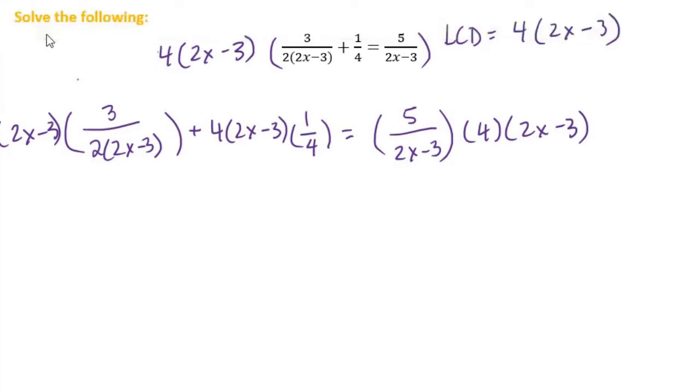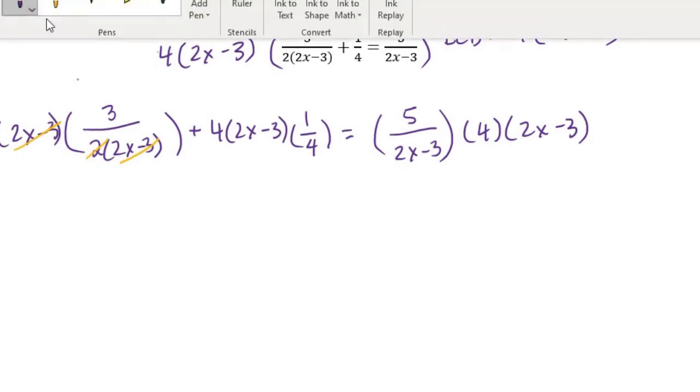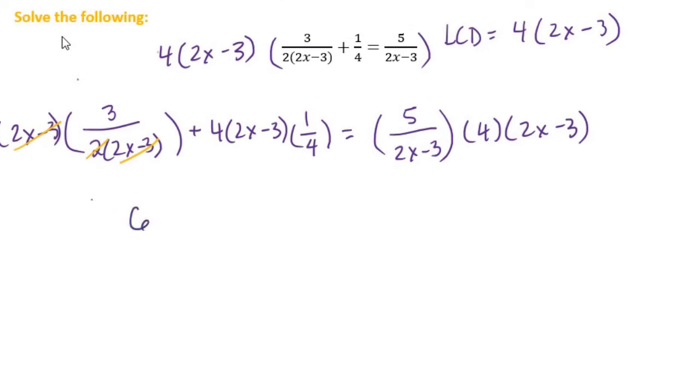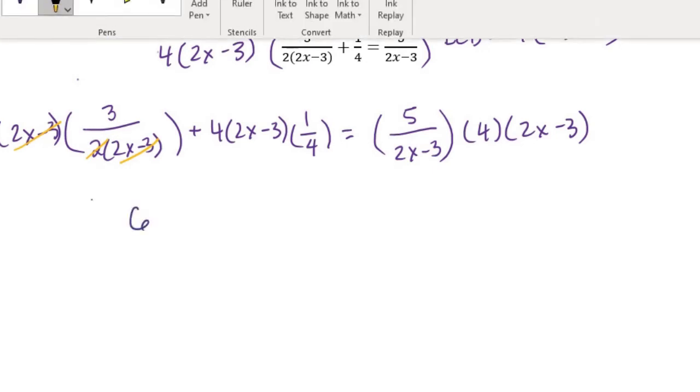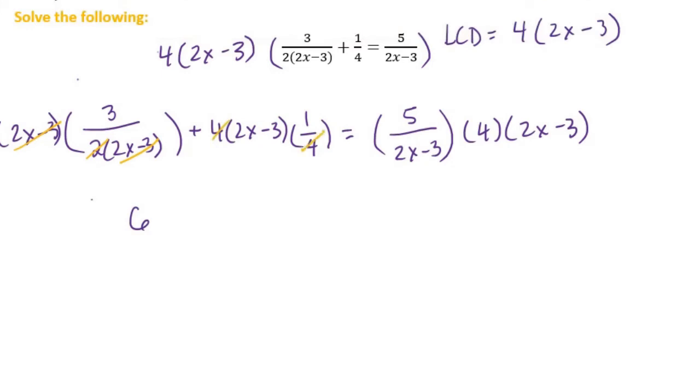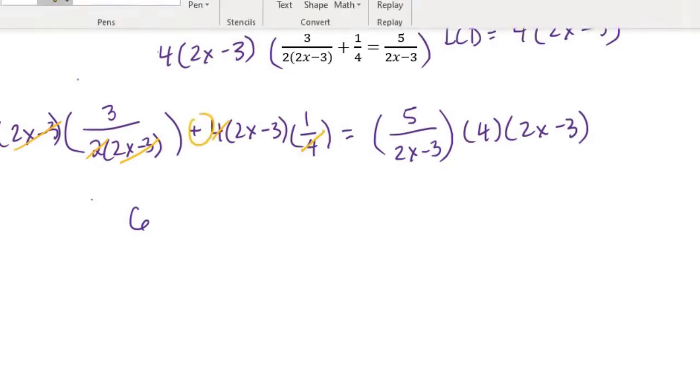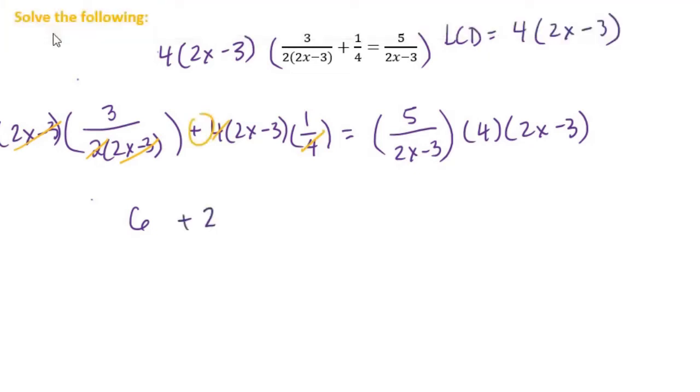All right, now we go through and cancel. 4 divided by 2 is 2, and 2x minus 3 divided by 2x minus 3 is 1. So we have 2 times 3 remaining from the first term, or 6. The second term on this left-hand side, we can cancel the 4's. So we're left with 2x minus 3 times 1. Because of the plus sign, I don't need to put the 2x minus 3 in brackets, but certainly if this was a negative, I'd have to be very careful to ensure that I'm applying the distributive property here, or simply leaving the 2x minus 3 in brackets for now.